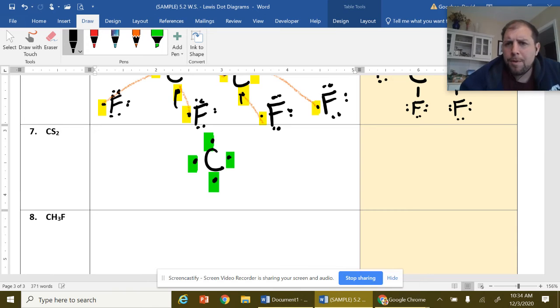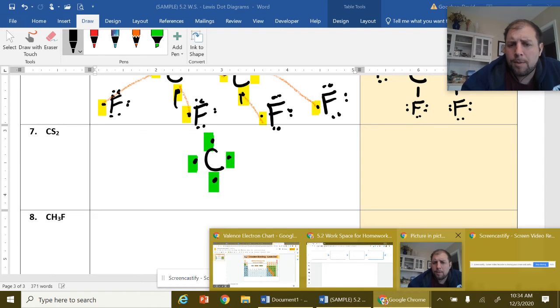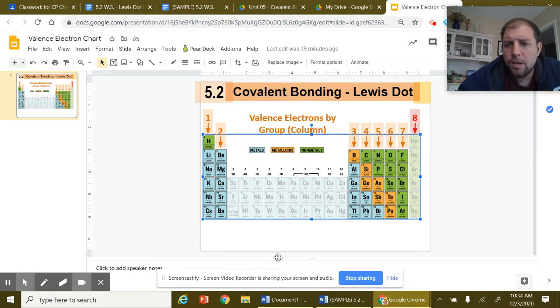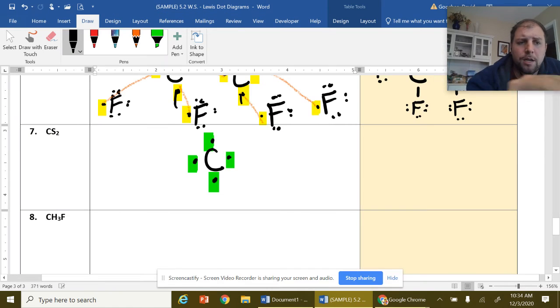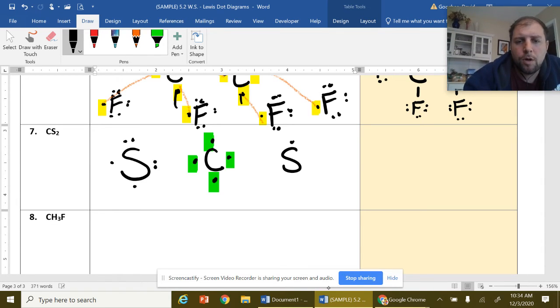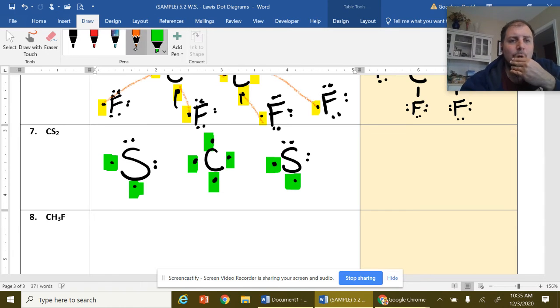Sulfur. Well, how many valence electrons does sulfur have? Let me double check this. All right, sulfur is S. It has 6 valence electrons. So here I go. Sulfur. 1, 2, 3, 4, 5, 6. And another one. 1, 2, 3, 4, 5, 6. You'll notice each of these sulfurs can make 1, 2 bonds. All right. So here we go.